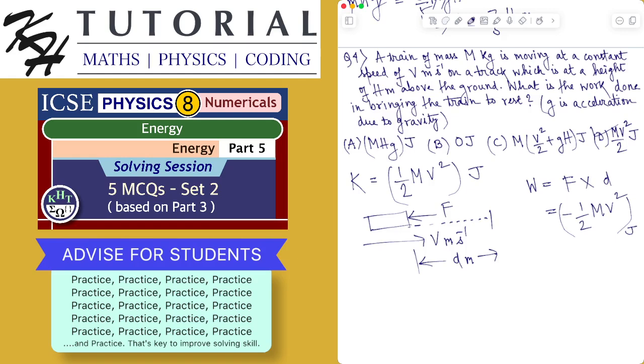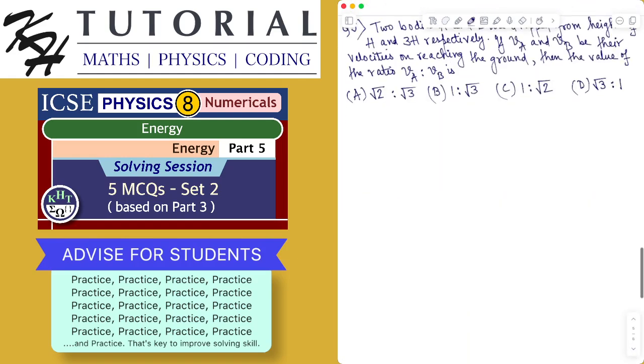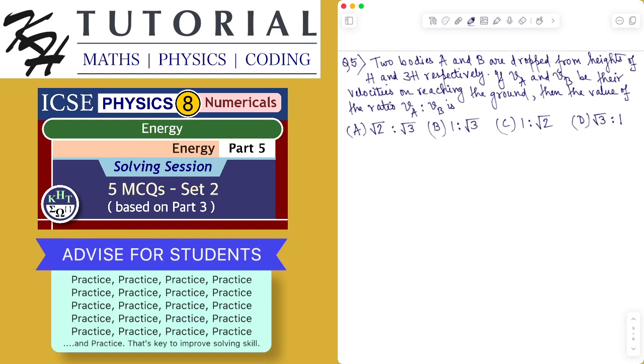Okay, let's see the next problem. Two bodies A and B are dropped from heights of capital H and 3H respectively. If VA and VB are their velocities on reaching the ground, then the value of the ratio VA is to VB is.